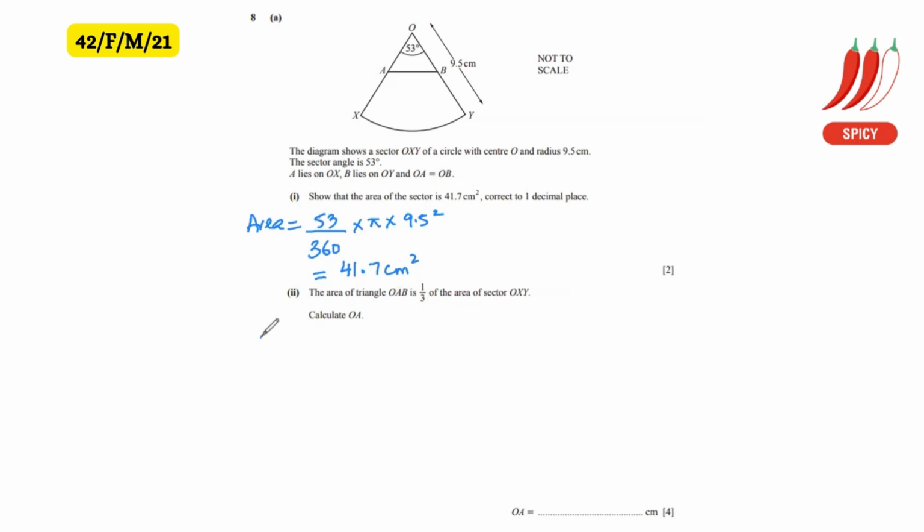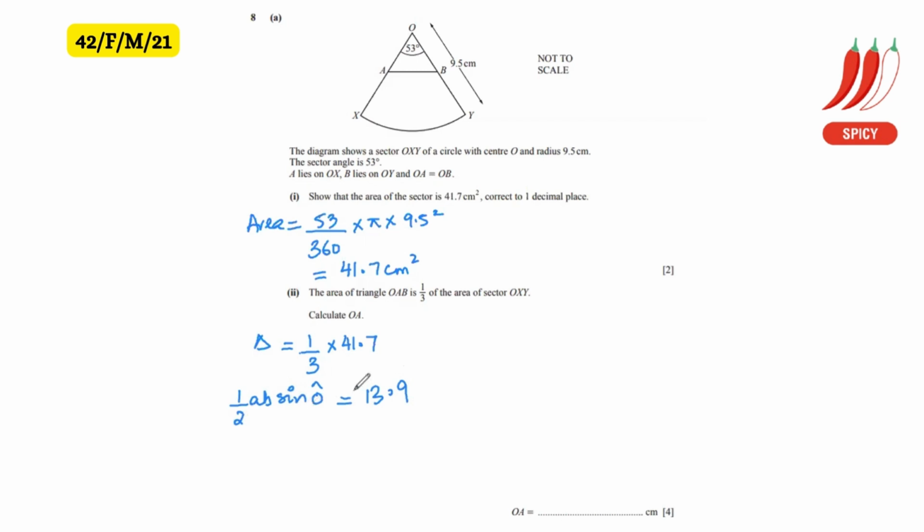So the triangle is 1/3 of the sector OXY. We already found the area of the sector OXY. That's 41.7. For the area of the triangle, we will use the formula 1/2 AB sine of angle O over here. So 41.7 divided by 3 is 13.9.